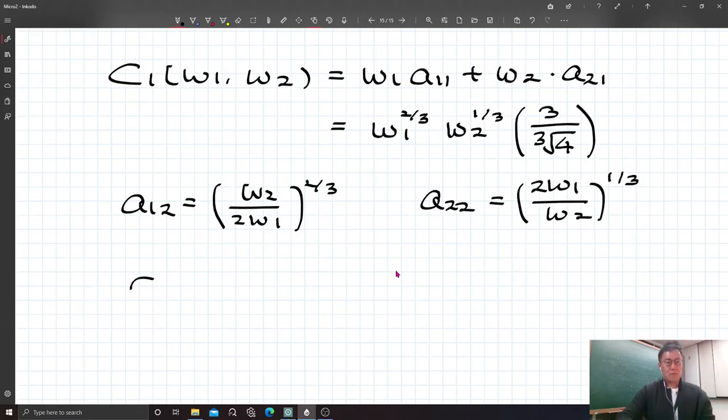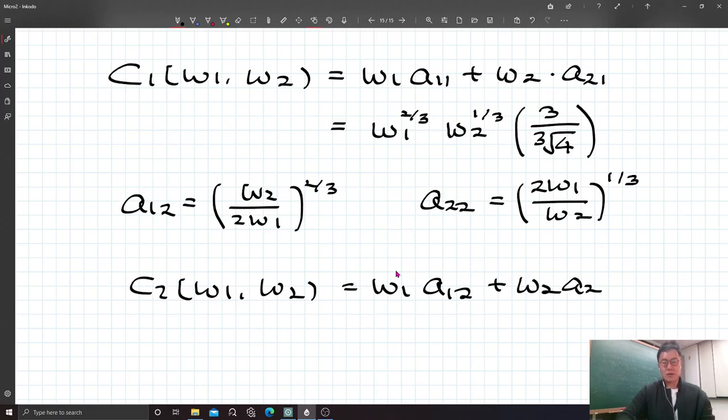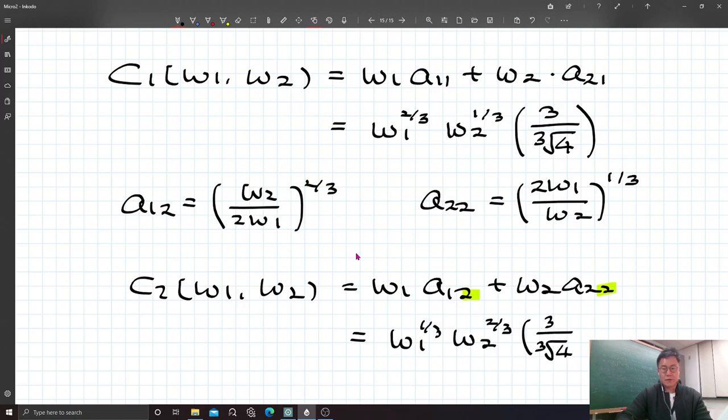And with this too, we can compute firm 2's unit cost function. So W1 a sub 1,2 plus W2 a sub 2,2. Double subscripts are always confusing. Remember, the second subscript is the firm's index, so this is firm 2's demand, and the first subscript is the factor. So demand for factor 1 and demand for factor 2. And this is going to be W1 to the power 1/3, W2 to the power 2/3, and 3 over the cube root of 4.